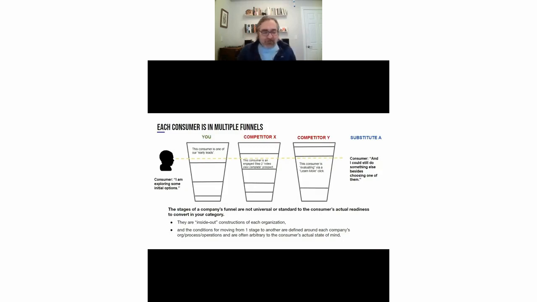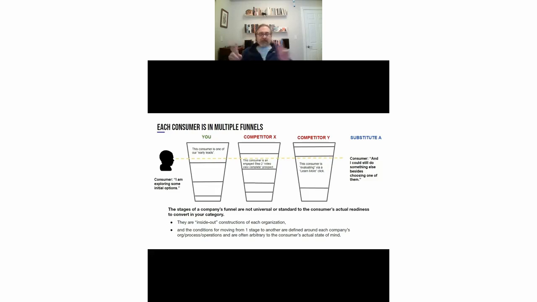Now, here's the problem with funnels, right? Funnels are inside out. So we set them up however we like, right? So in this case, we've got 3 companies, you, competitor X, and competitor Y. We've got this one consumer who's exploring some initial options in this category. Their eyes are at this level. They're looking across our companies.